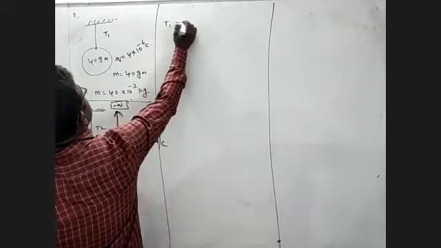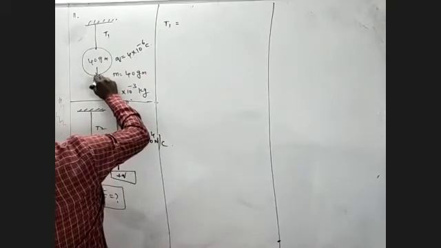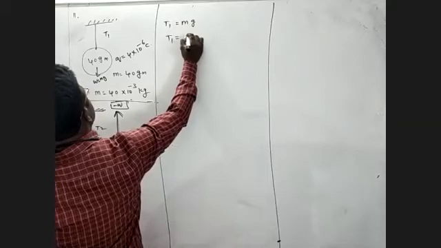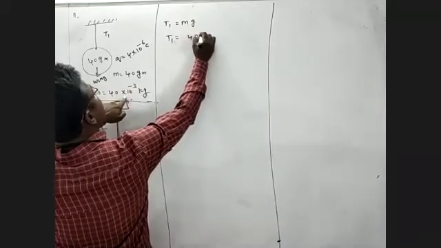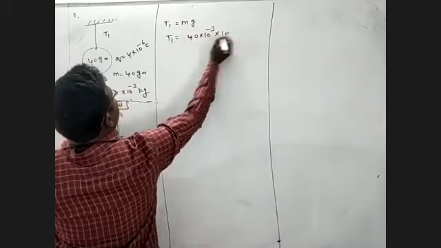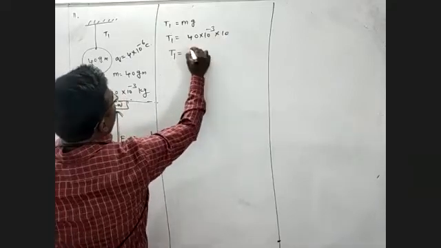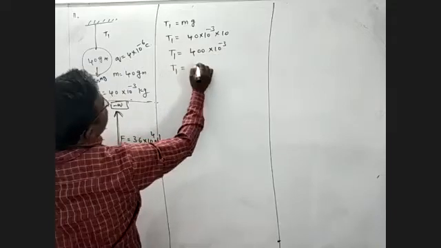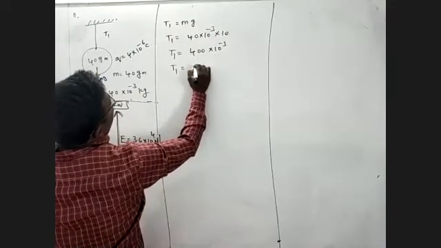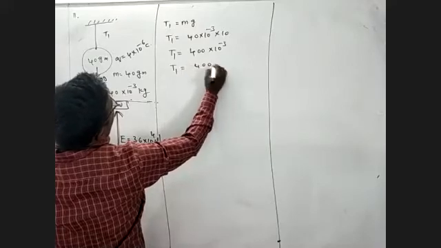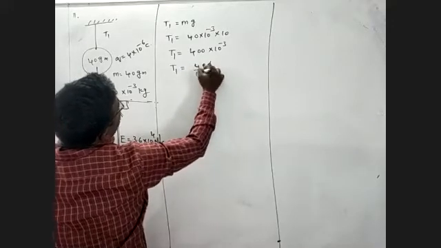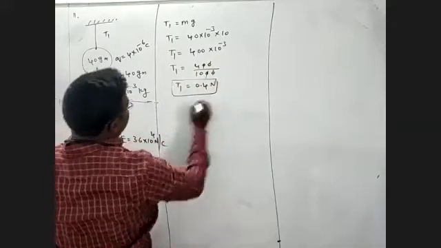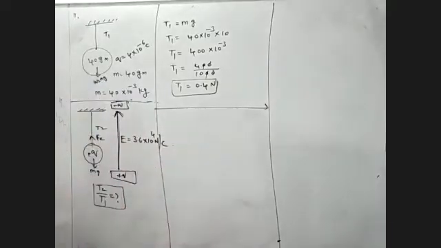So T1 is equal to W, the weight. W is equal to mg. T1 is equal to mg, that is 40 into 10 to the power of minus 3, and g is 10. So T1 is equal to 400 into 10 to the power of minus 3, and the value is 0.4, that is 400 by 1000, so the zeros cancel. T1 is equal to 0.4 Newton. That is the T1 value.